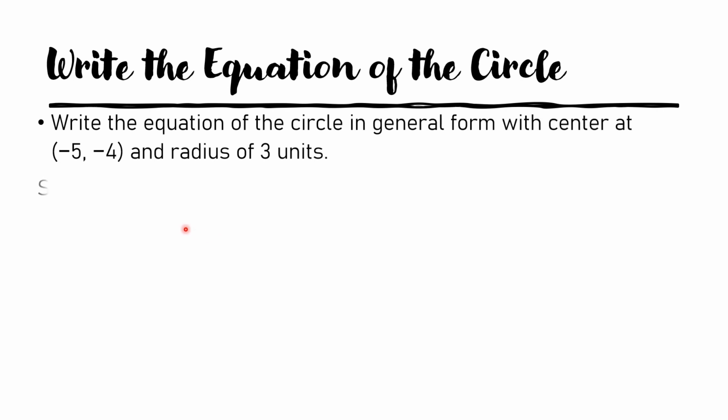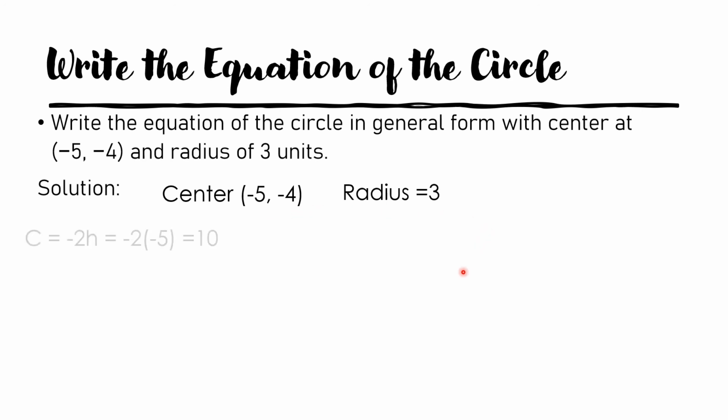Now, i-convert na natin siya sa general form yung equation natin kanina. So, using the center na (negative 5, negative 4) tsaka radius na 3, we can now use c is equal to negative 2h. So, h is negative 5. So, negative 2 times negative 5 is positive 10. And d is equal to negative 2k. So, we have negative 2 times negative 4 yung value ng ating k. That is equal to 8.